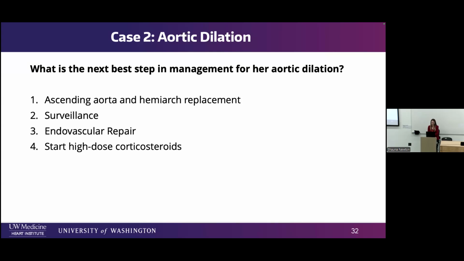So I'm going to go ahead and end the poll. And the results: 19% stated that we should go ahead and do surgery now with ascending aorta and hemiarch replacement. 10% thought surveillance, 5% suggested endovascular repair, and 67% wanted to start high-dose corticosteroids.